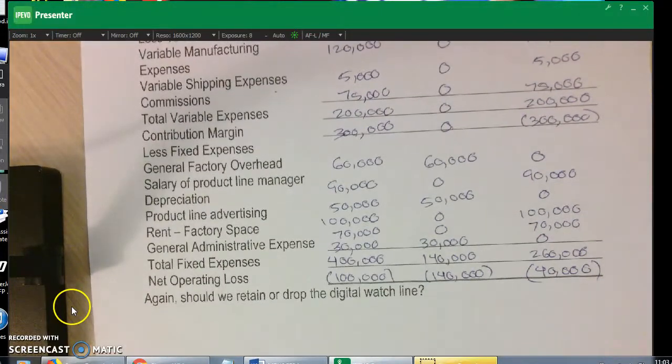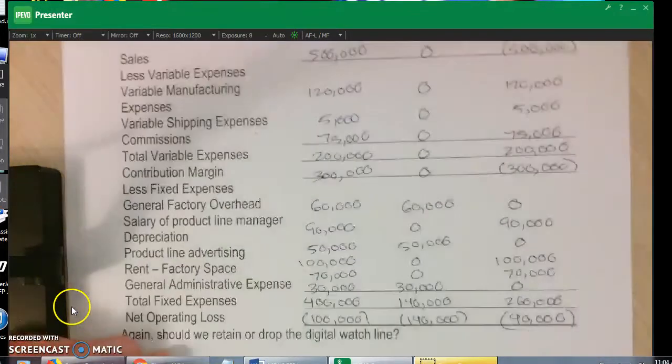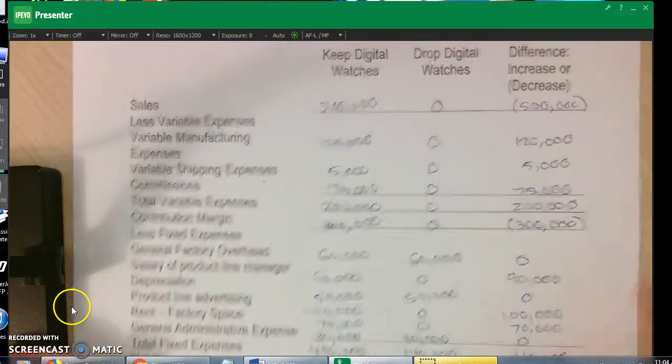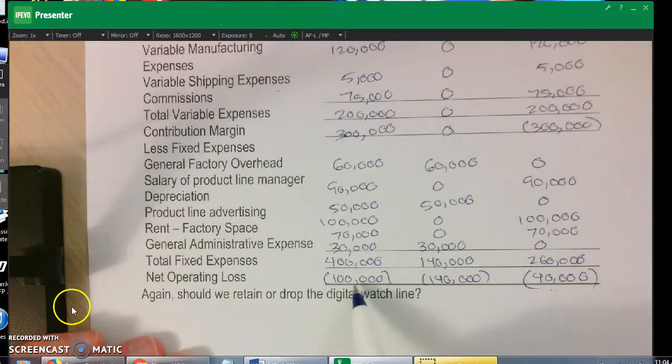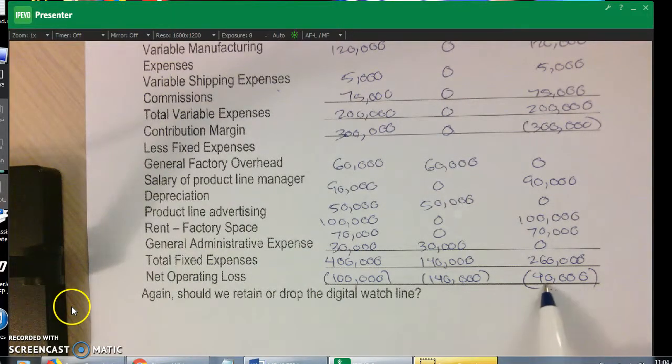So we can look over here, and on the prior page, you could see, remember that we calculated this out at $40,000. That's the net disadvantage of dropping the line. So if you look over here, should we drop it or should we keep it? Well, if you keep it, you lose $100,000. If you drop it, you lose $140,000. So you should go ahead and keep the line because you have a net advantage from doing so of $40,000, or you have a net disadvantage of dropping the line by $40,000.